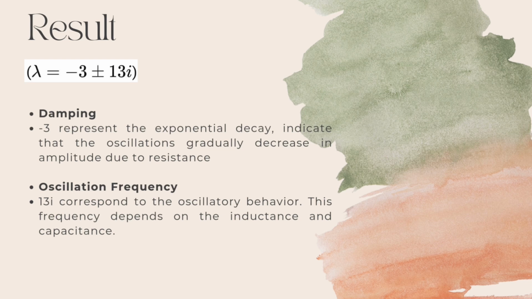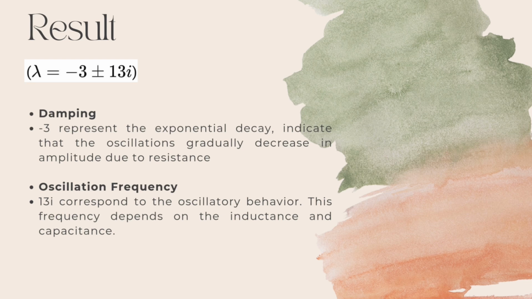So this real part determines the rate of exponential decay of the transient response. In this case, negative 3 indicates that the transient oscillations will decay exponentially at a rate proportional to e to the power negative 3t. The decay is caused by the resistance, which dissipates energy from the circuit.